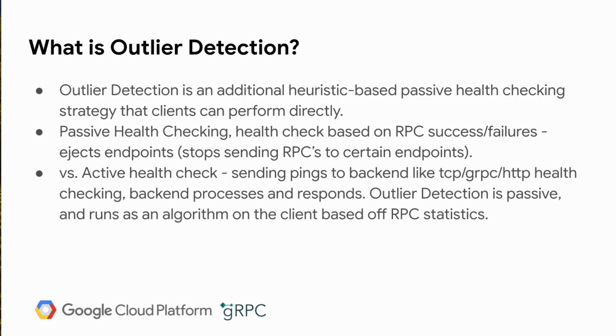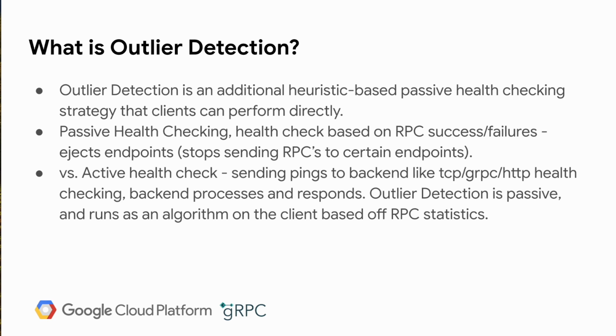You can also think of outlier detection as passive health checking. Once you configure it, it doesn't explicitly do any network operations. It essentially collects the aggregation of RPC successes and failures, and it ejects endpoints, aka stops sending RPCs to certain endpoints, based off those statistics that it collects. This is versus an active health check, which is actually sending pings to the backend across different protocols like TCP, gRPC, and HTTP. And then the backend is expected to process that and respond to that.